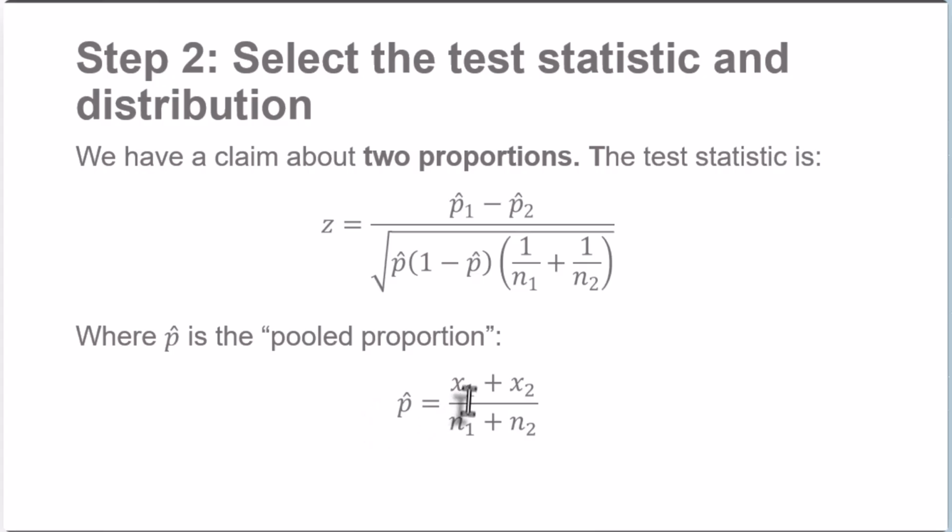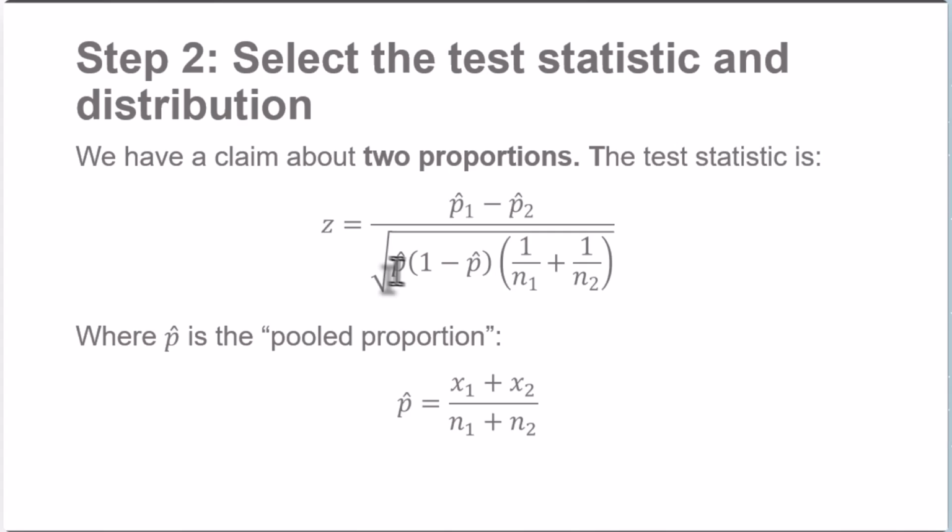So p hat in this case is x1 plus x2. That's the number of people who passed in each of the two samples added together, divided by n1 plus n2. So the total sample size for each group added together. So that's our p hat.